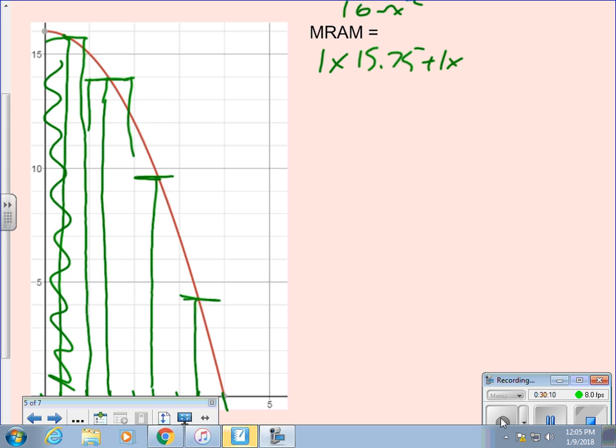What's the height of the second one? 13.75 plus 1 times, what do we get? 9.75 plus 1 times 3.75 gives us a total of 43. So that's not quite exact either, but it's a lot closer, isn't it? What did I say the exact one was? 42, I think.